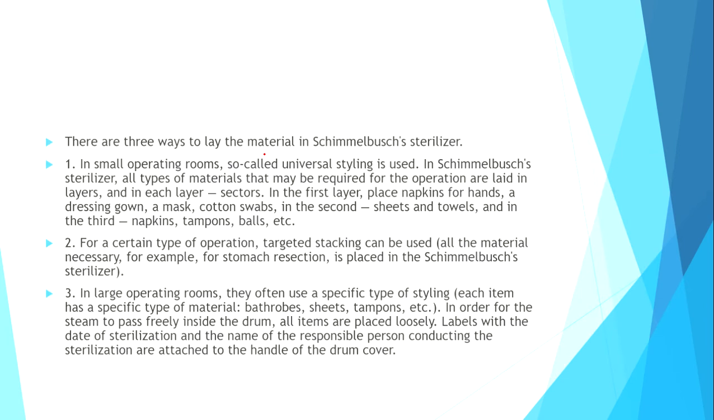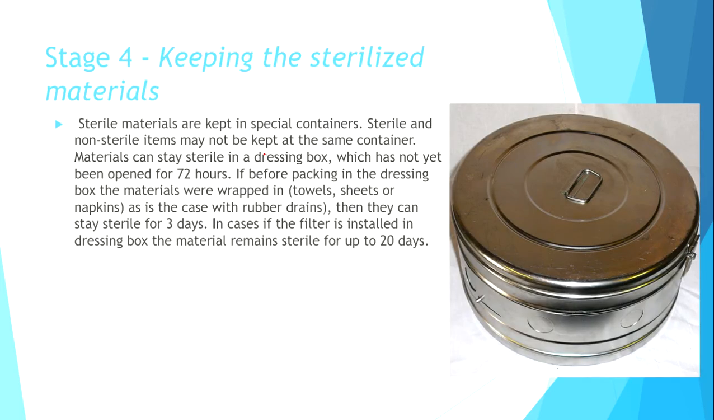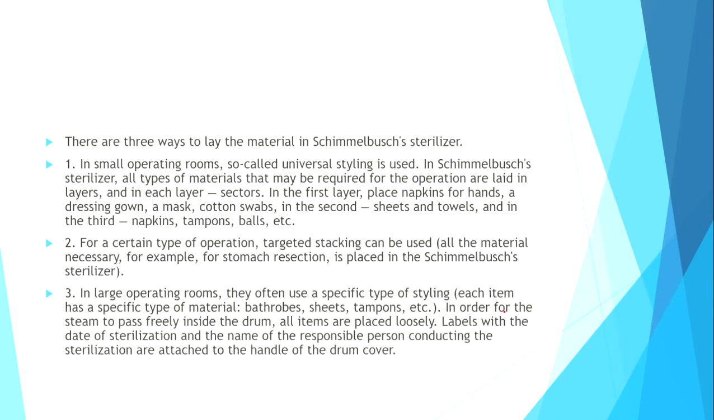There are 3 ways to lay the material in Schimmelbuch's sterilizer. This box is called the Schimmelbuch sterilizer, or in Russian, BIX. In a small operating room, so-called universal styling is used. In Schimmelbuch's sterilizer, all types of materials that may be required for the operation are laid in layers, and in each layer, sectors. In the first layer, place napkins for hands, a dressing gown, a mask, cotton swabs; in the second, sheets and towels; and in the third, napkins, tampons, balls, etc.